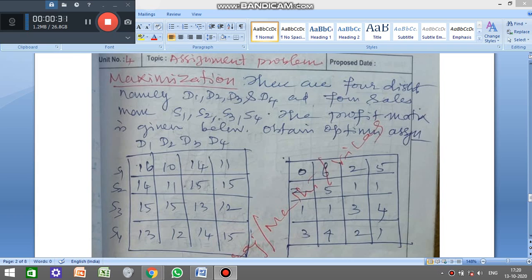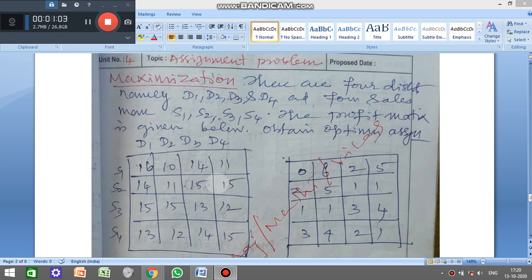So in this particular problem, there are 4 districts and 4 salesmen. We have to send the salesmen to different districts so that the total cost is maximum. Not total cost, total profit is maximum. That is what we have to find out. Okay, now how can we change this maximization problem into a minimization problem?